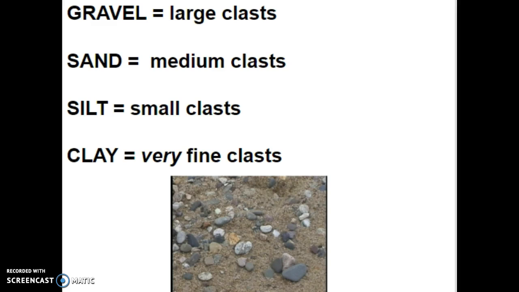So we'll consider gravel the largest clasts. Sand is kind of a medium-sized clast. Silt is a little bit smaller than sand. And clay is very, very fine clasts.